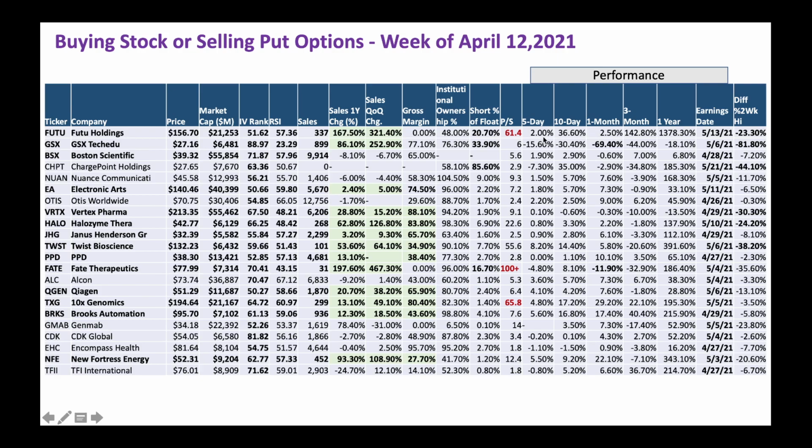In the case of GSX Techedu, the stock has sold off pretty hard in the last 5 days, 15% off. This is mainly due to Archegos, the blowout of a mutual fund or hedge fund. So I think this is overdone at this point and might bounce back from these levels. As you scan through this, I've got one more here. Fate Therapeutics sold off 4%, and I also have a couple of stocks which are a little bit sold off.